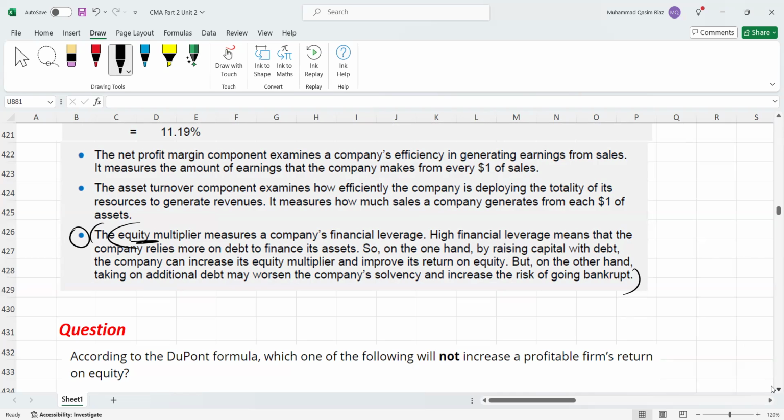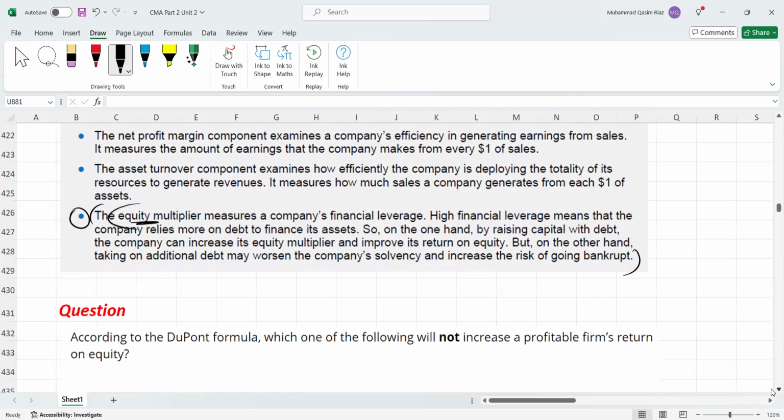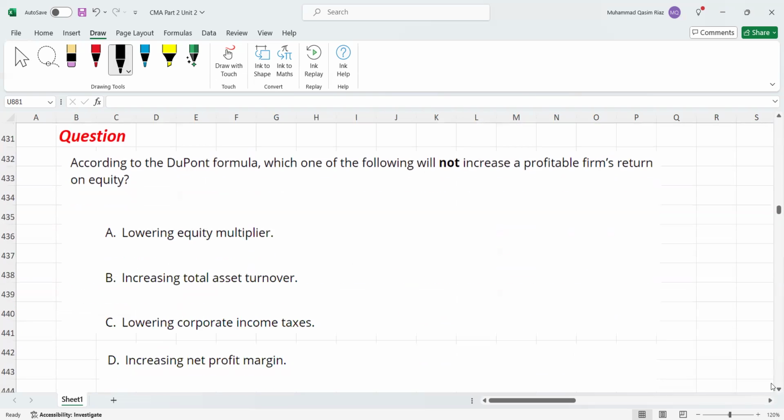But if the equity multiplier is lower, it means you are using a smaller proportion of debt to finance your assets. So I would suggest you go through this, because most of the students are not well aware of the interpretation of equity multiplier. Now guys, let me show you questions here, how a question will be tested. So here we go. Question number one.